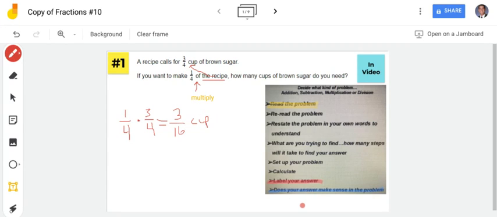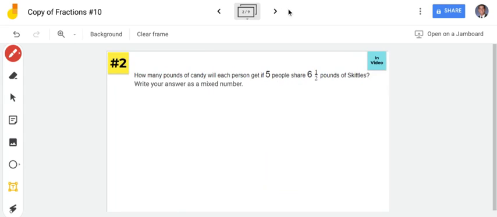So does my answer make sense? If I were to make the whole recipe, I would use 3/4 of a cup of brown sugar, but I'm not making the whole recipe. I'm only making 1/4 of the recipe. And so I would expect that the amount of brown sugar that I use would be 1/4 of what I normally use. And that is correct. 3/16 of a cup is 1/4 of 3/4. So 3/16 of a cup.